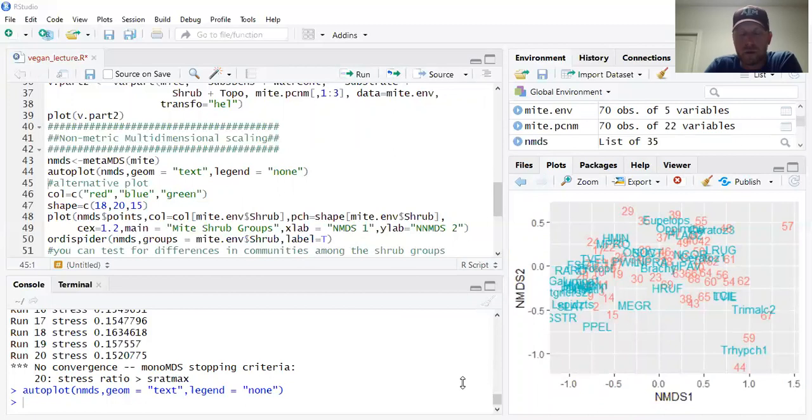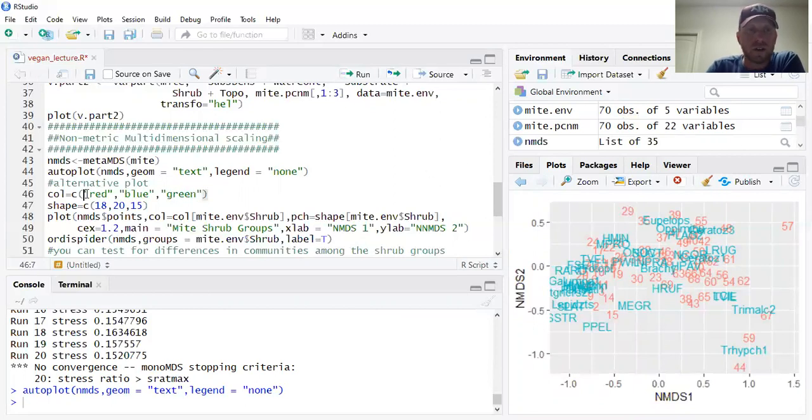But the point is, you could replace these mites with any data set of organisms that you're interested in. I know half the class is interested in birds. Some of you may be interested in invertebrates. Some of us are interested in fishes. You can use this same methodology for community data regardless of the organisms that you're studying.